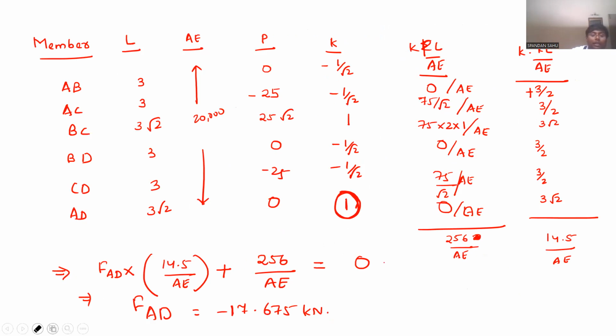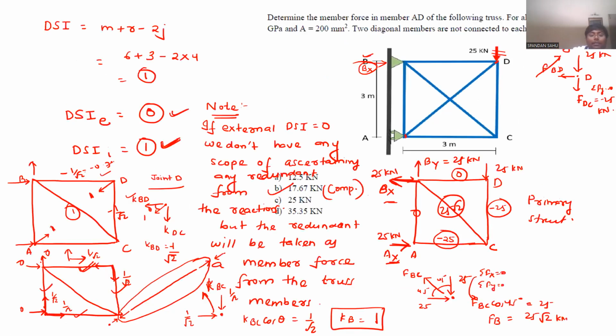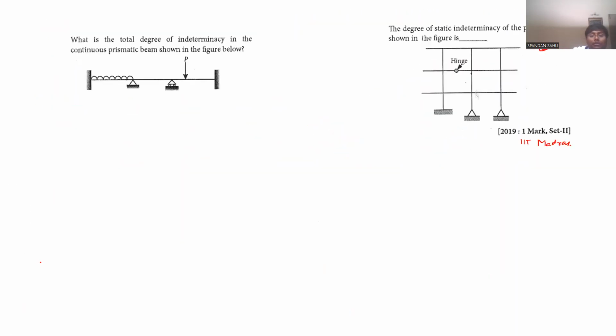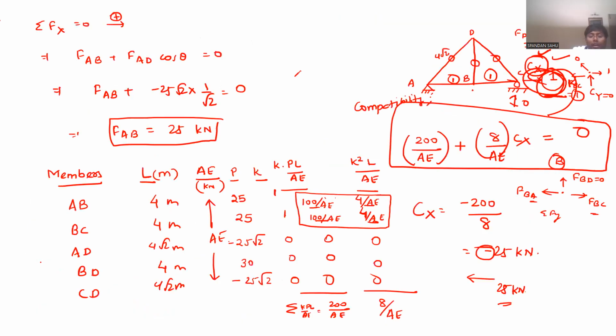That is due to external load. What is the displacement occurring at each displacement occurring at that point where we have removed the redundant. This 200 by AE is also DL.